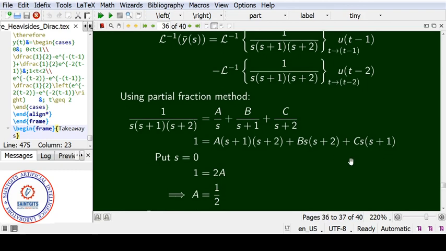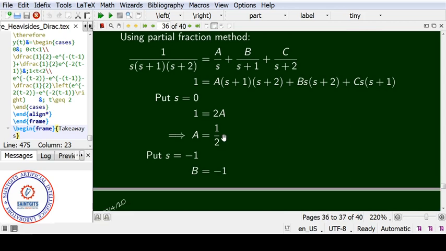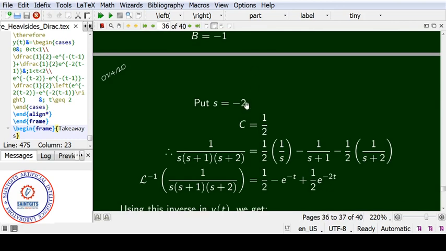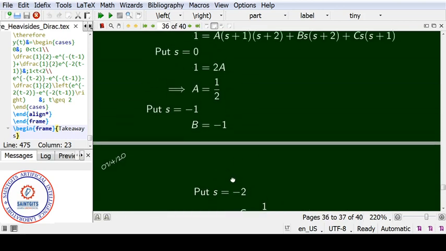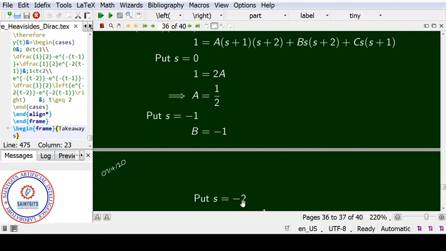When we put s = 0, the c term and b term get cancelled because s = 0 there. Then a·2 = 1, or 2a = 1, which implies a = 1/2. Similarly, when I put s = -1, the a term and c term go to 0, so I get b = -1. Similarly, when I put s = -2 in that expression, the a term goes to 0 and the b term goes to 0, only the c term remains. So c·(-2)(-2+1) gives... so -c = 1, so we get c = -1.